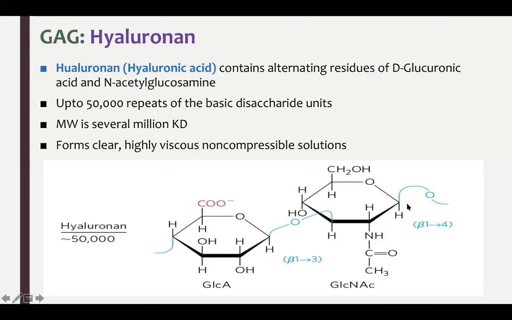However, if the N-acetylglucosamine is attached to the D-glucuronic acid, then the bond would be a beta 1 to 4 glycosidic bond. Have you understood this one?